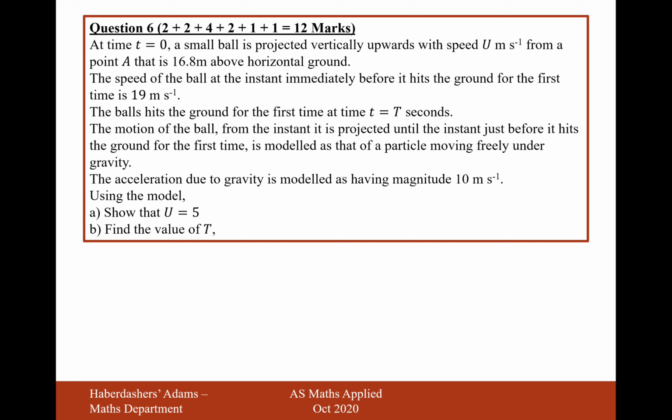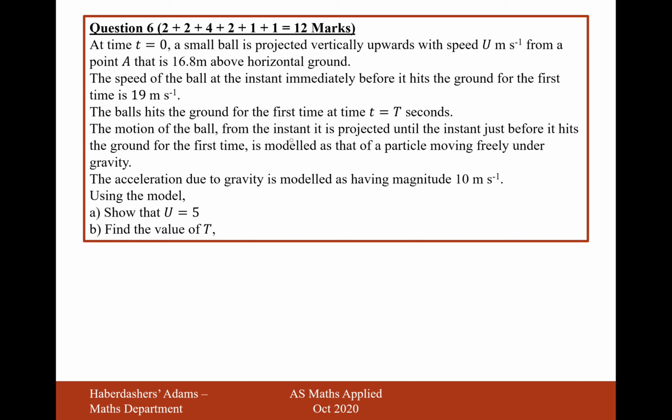At time t equals 0, a small ball is projected vertically upwards with a speed u meters per second from a point A that is 16.8 meters above horizontal ground. The speed of the ball at the instant immediately before it hits the ground for the first time is 19 meters per second. The ball hits the ground for the first time at time t equals T seconds.